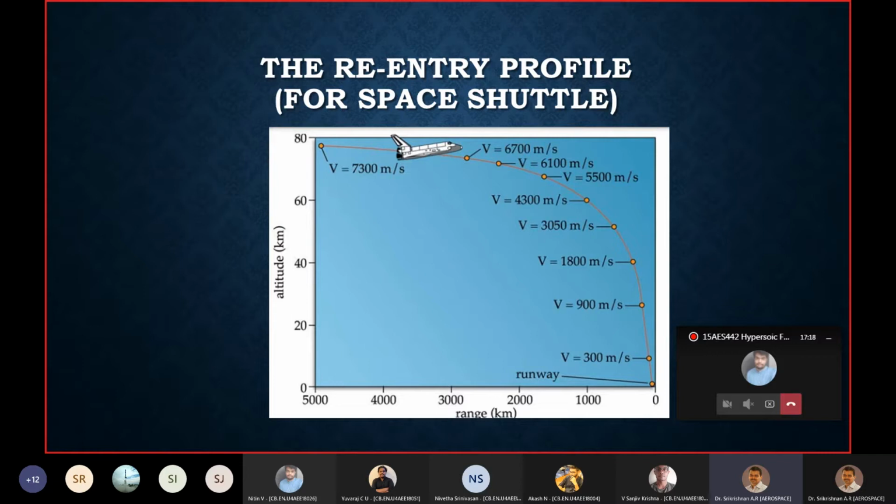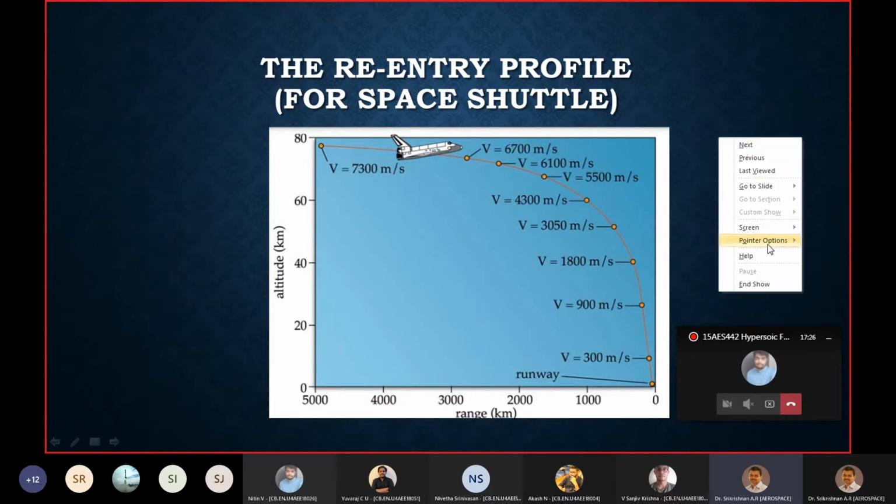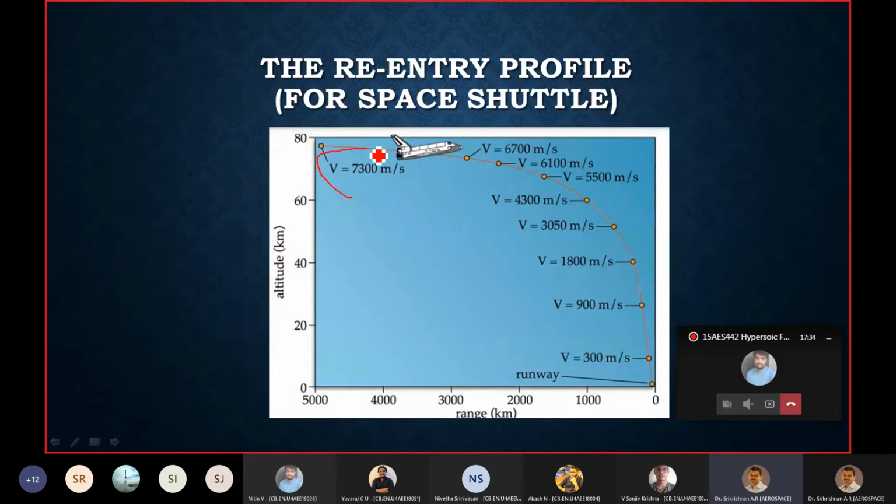What you have here is the space shuttle during its re-entry. You can see that it's approaching with a high velocity of 7,300 meters per second, 7.3 kilometers per second. You can imagine how high that velocity is. And then it comes down gradually, and you have a small intermediate phase where within a short altitude there is a great amount of deceleration, and then gradually it comes into the atmosphere and enters along a specified runway.